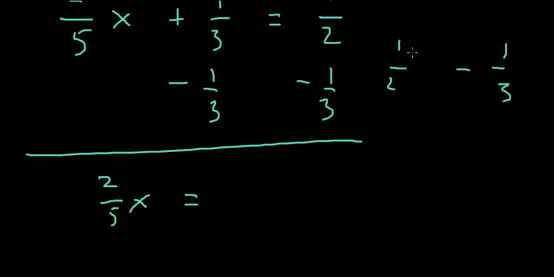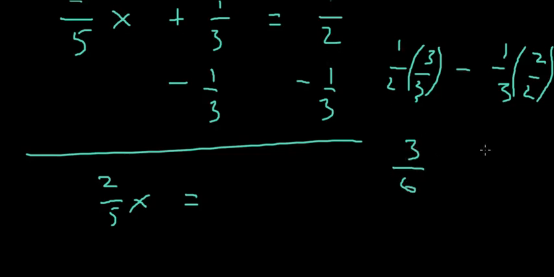And if you remember from your pre-algebra classes, we've got to get a common denominator here. And the lowest common denominator between 2 and 3 is 6. So I need to multiply 2 times 3, which means I need to multiply this by 3 over 3. And I need to multiply 3 times 2, so I need to multiply this guy by 2 over 2. So 1 times 3 is 3, we get 3/6. Minus 1 times 2 is 2, we get 2/6. That leaves me with 3 minus 2, which is 1/6. So we have 2/5 x equals 1/6.